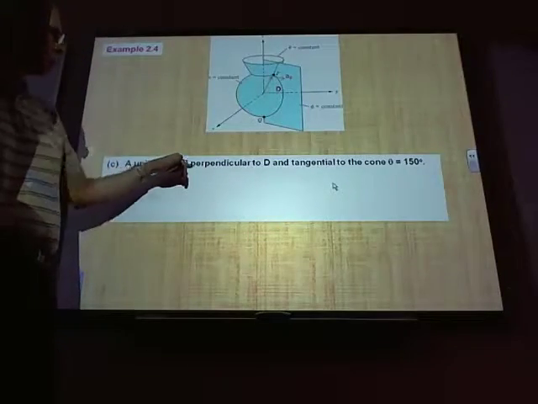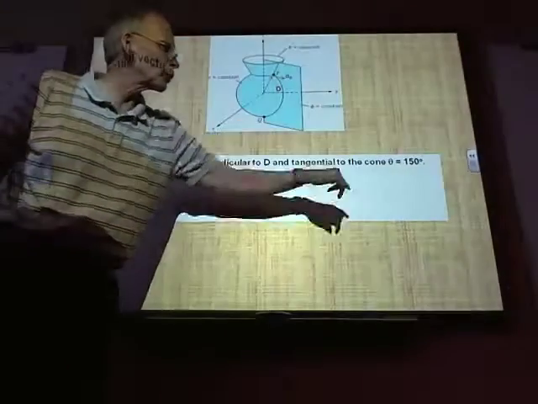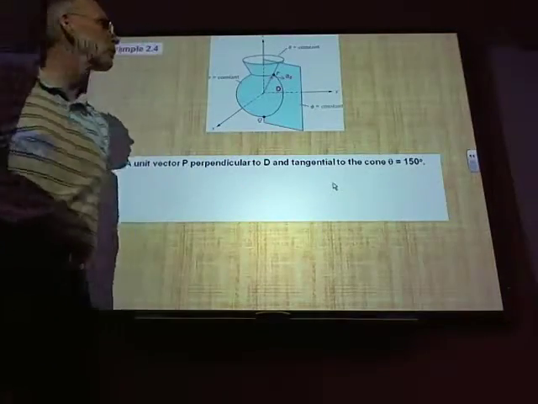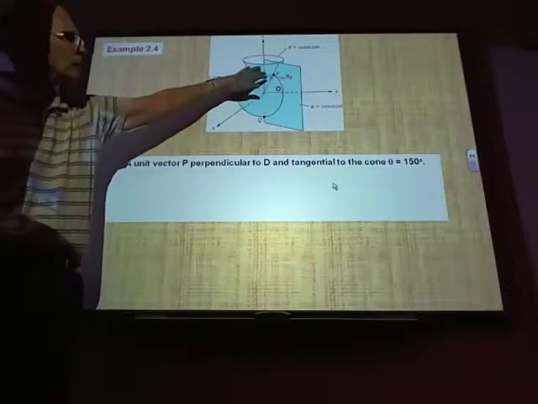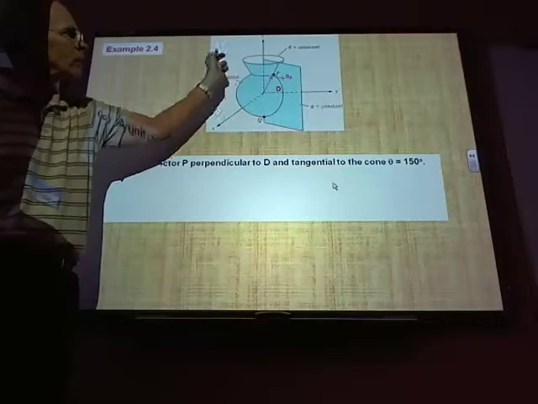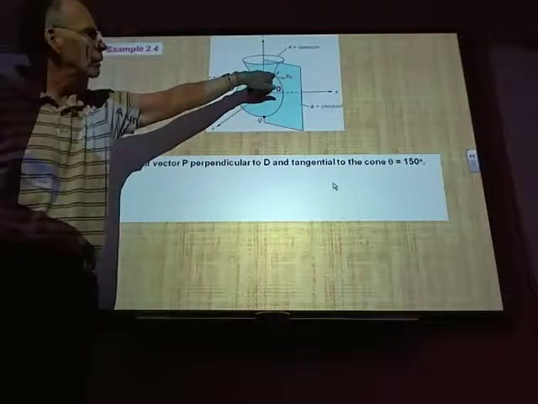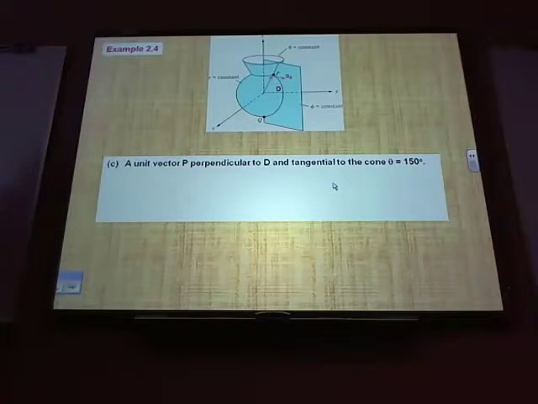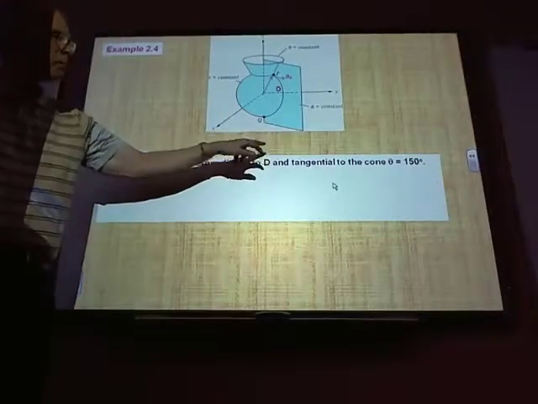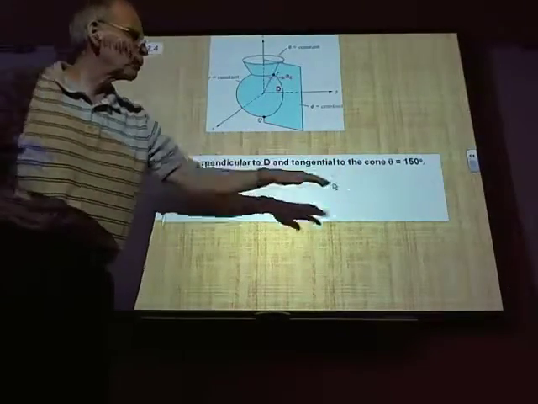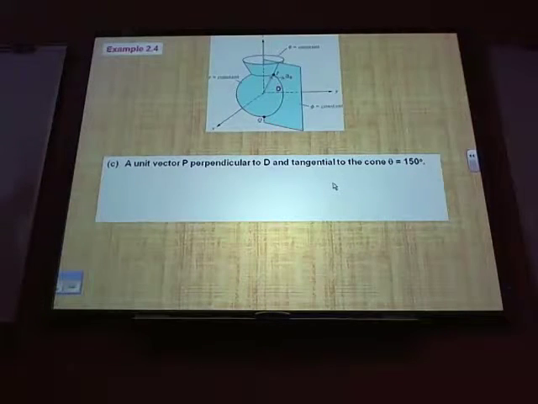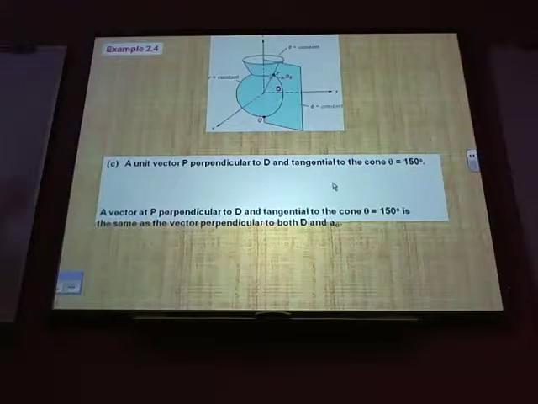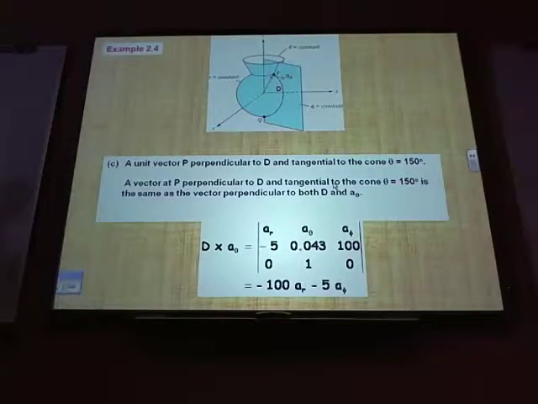So you want a unit vector P perpendicular to D and tangential to the cone theta equal to 150 degrees. Here's the cone right here. The cone is at 150 degrees. It's going around here. Here's your point right here. Okay? Now, I want a vector perpendicular to D and tangential to this cone right here. That's what I want. So, how are we going to do that? What does it say?